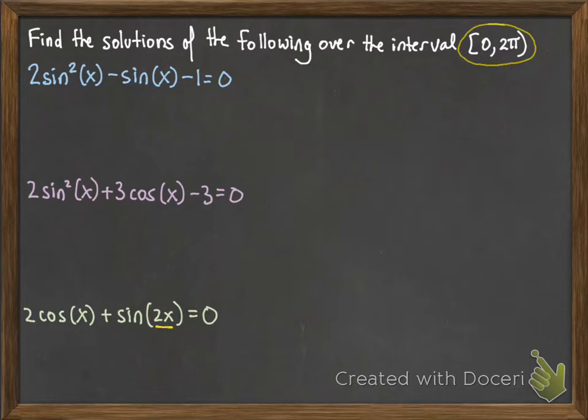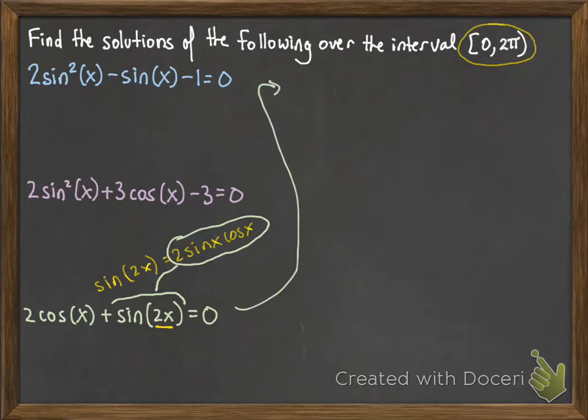So before we go any further, we're going to call on the double angle formula for sine, where we go sine of 2x equals 2 sine x cosine x. Then we're going to throw that in for this entire guy and see what happens. So let's go ahead and take a look.